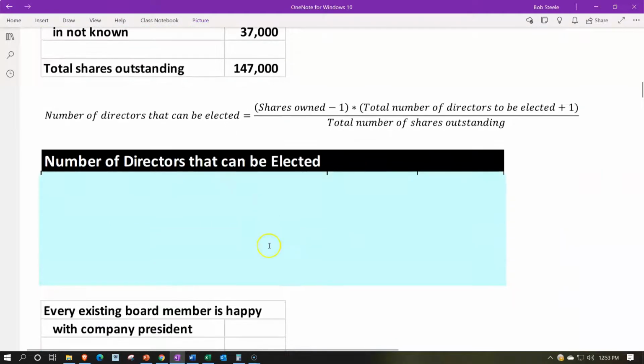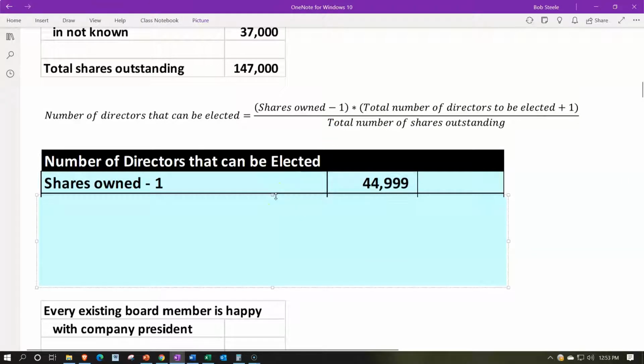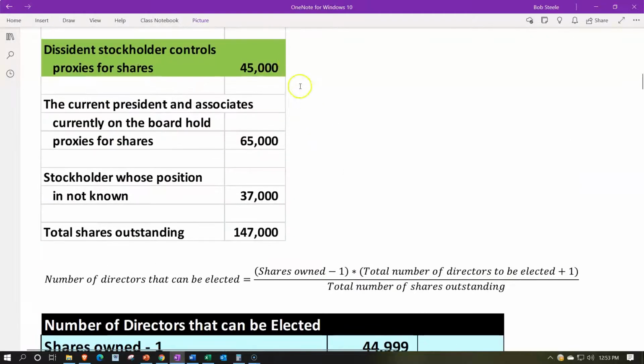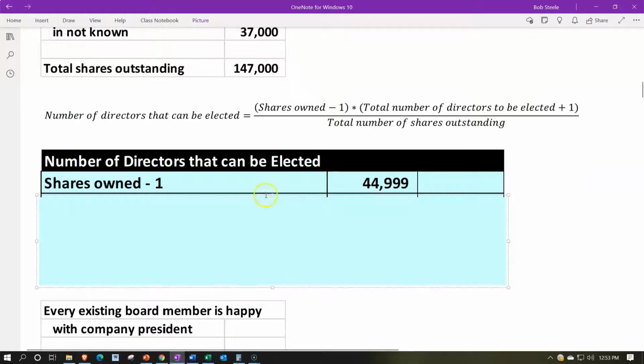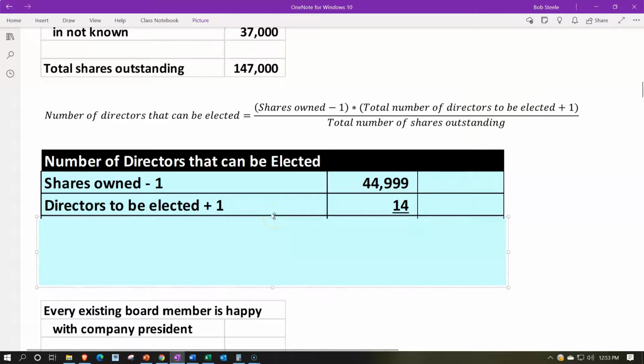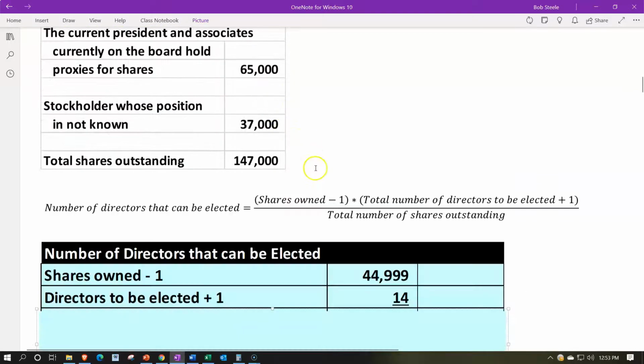Let's do that same thing with the second formula. Here's the second formula. You have the shares owned minus 1. That would be the 44,999, because we have the 45,000 shares minus the 1. And then we have the directors to be elected, which is 13 plus 1.